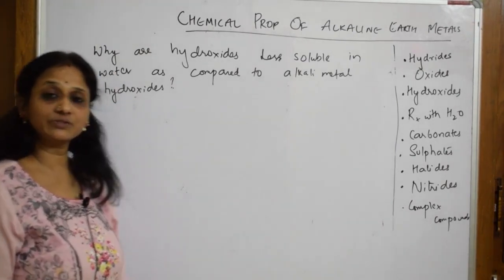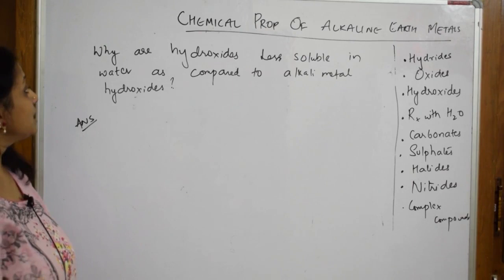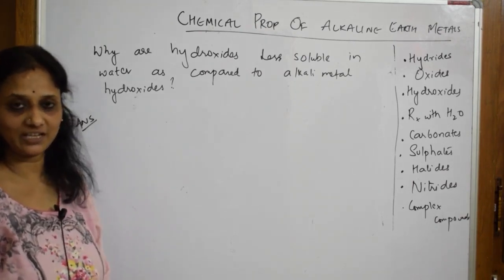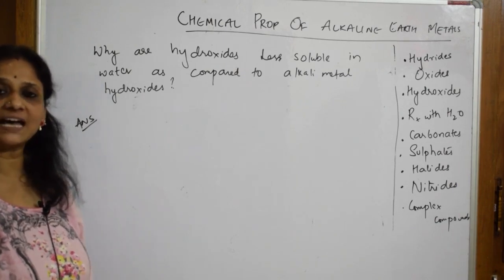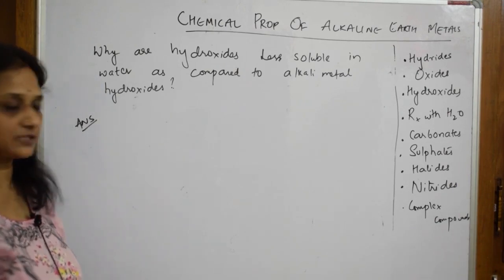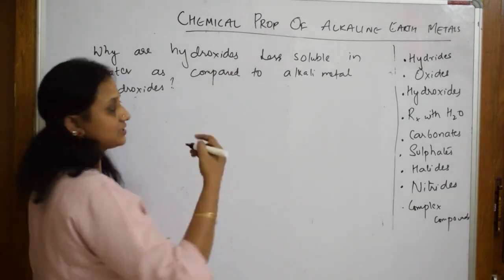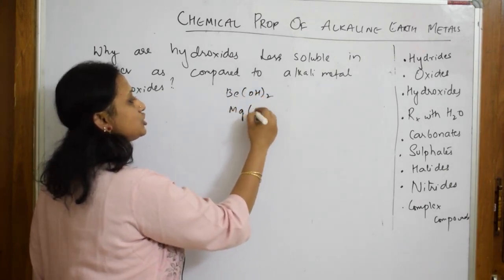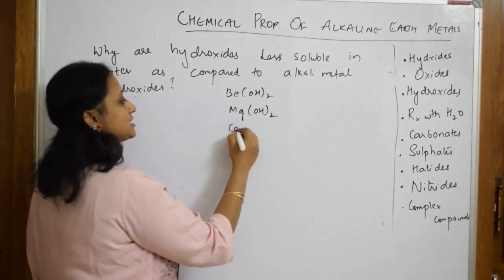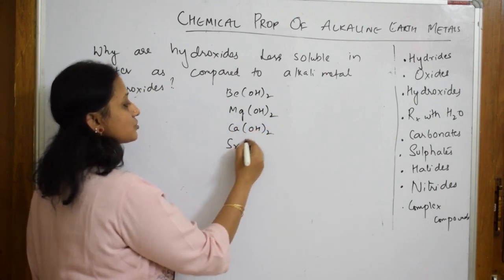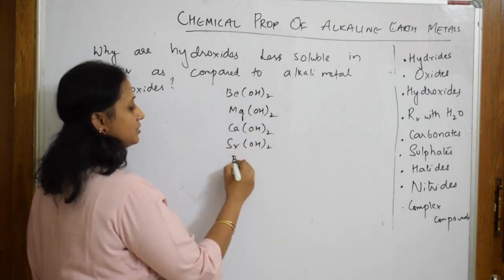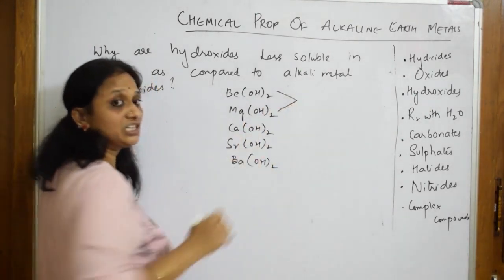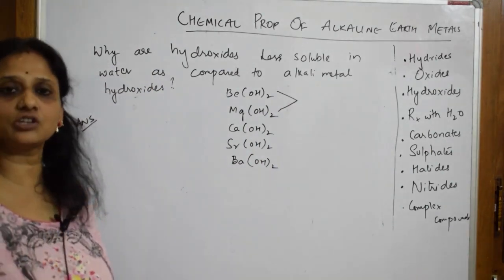Right. Now let us do one question related to the solubility of hydroxides. Why are alkaline earth metal hydroxides less soluble in water as compared to alkali metal hydroxides? Okay, very nice. So basically when I have to speak about alkaline earth metals, let us write the hydroxides first and support that question with this answer. The first hydroxide is beryllium hydroxide. Second is magnesium hydroxide. Third is calcium hydroxide. Fourth, strontium hydroxide. And fifth, barium hydroxide.